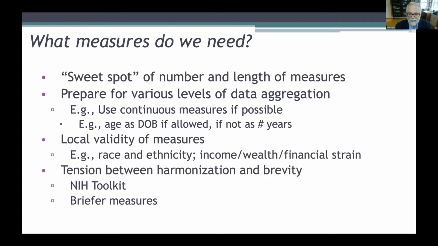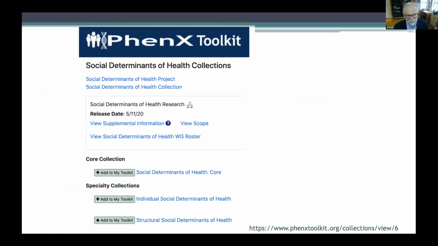I'll mention that as an example in the next couple slides when talking about the toolkits. So there's a tension between harmonization and brevity, because many of the harmonized instruments like the NIH Toolkit, the Phoenix Toolkit, have a whole set of measures on social determinants. Some of them are very lengthy, and there's an issue about how many of them you can do in any given study. I'll mention that in a second, as well as more brief measures. Next slide, please.